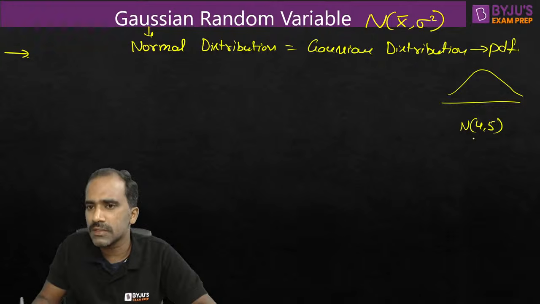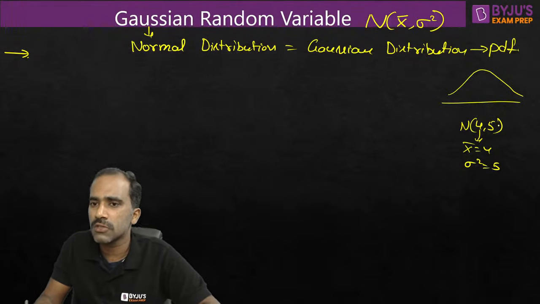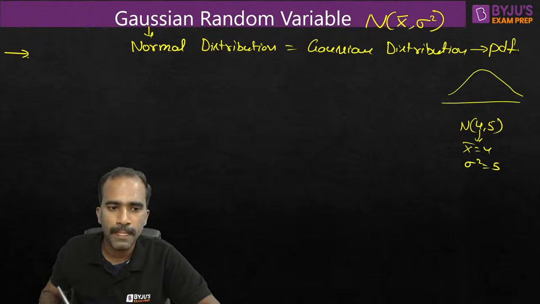So let's say somebody tells you a Gaussian distribution is given like this: N of 4 comma 5. N means normal distribution. It has a mean of 4 and a variance of 5. With this information we can answer any question based on this Gaussian distribution. Yes, we can.